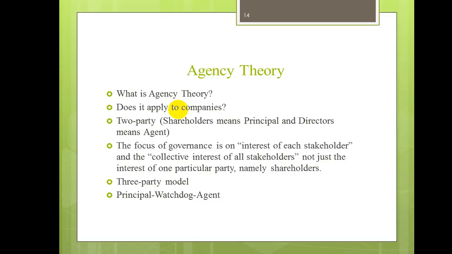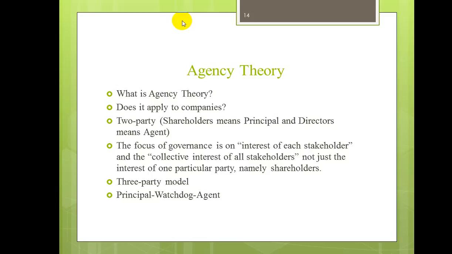Now here we have agency theory. What is agency theory? Does it apply to companies? What comes to your mind whenever you see agency theory? Think about it. Now the first question is, what is agency theory? It is a theory where the principal appoints agents, directors, to look after its behalf. So does it apply to companies? Yes, of course it does, but not fully in companies.